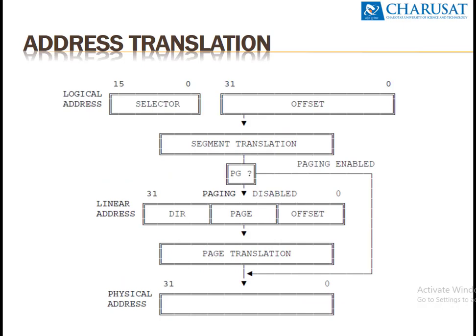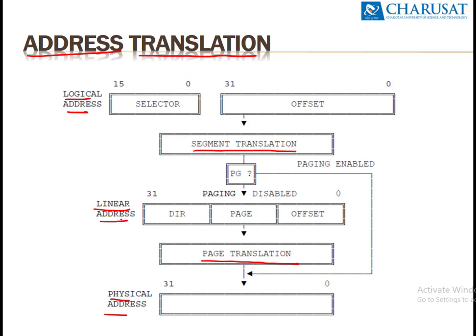This is a pictorial diagram, or overview, of address translation in 80386 onwards. This is the logical address and the last one is the physical address. In the last slides we have seen that logical to physical address translation is a two-step process. In the first step, segment translation is carried out. In the second step, page translation is carried out. In between segment translation and page translation, there is an address known as the linear address.